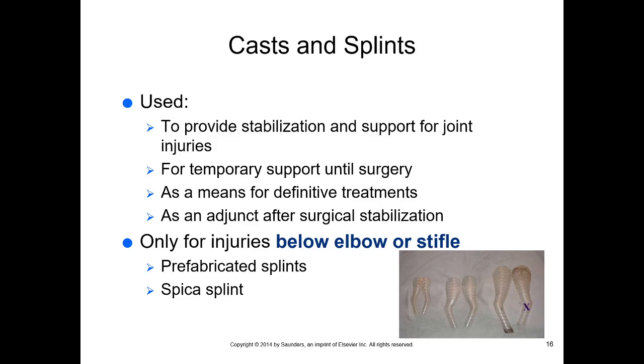These are prefabricated splints, and we can actually break them at these lines here. Those are breakable points, so we can get them to fit just right on the animal. The spica splint is much like you would see a finger splint, so it is a straight splint that has padding on one side.